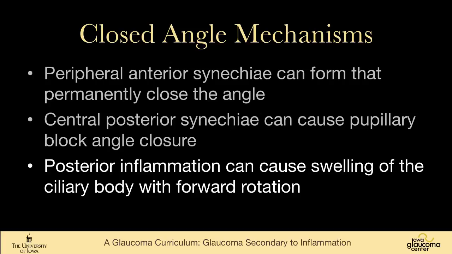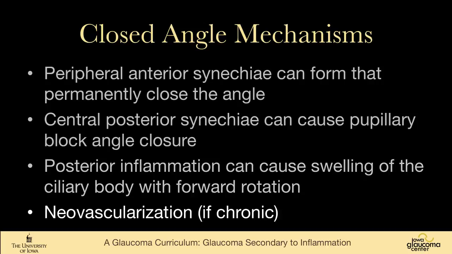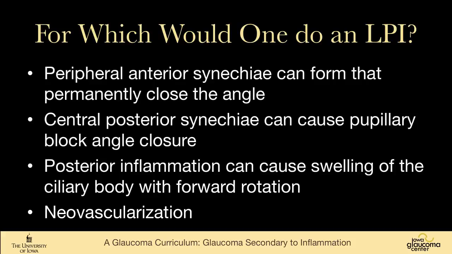Sometimes posterior inflammation can cause swelling of the ciliary body with forward rotation. I think this is pretty unusual. And in chronic inflammation, very, very long-standing inflammation, there can be neovascularization and neovascular glaucoma. So there are a lot of mechanisms. Which of these would you do an iridotomy for? PAS, central posterior synechia, posterior inflammation with ciliary body swelling, or neovascularization. And the only one that's a pupillary block mechanism is one with posterior synechia.